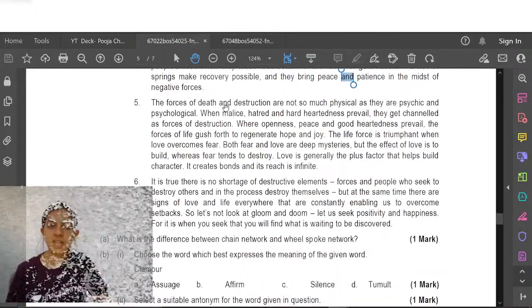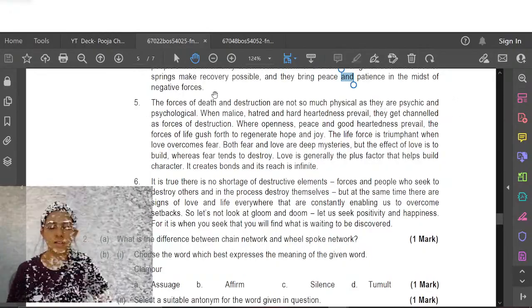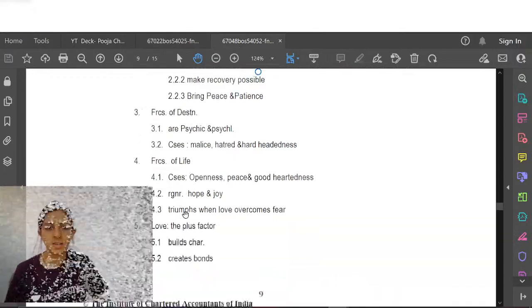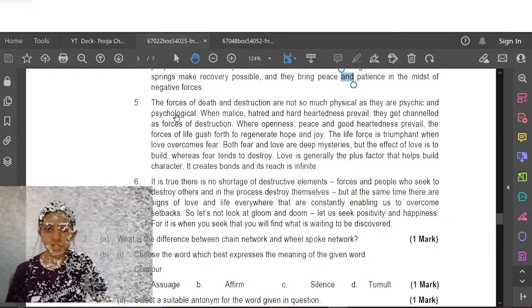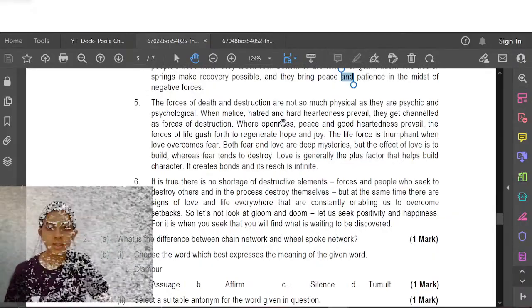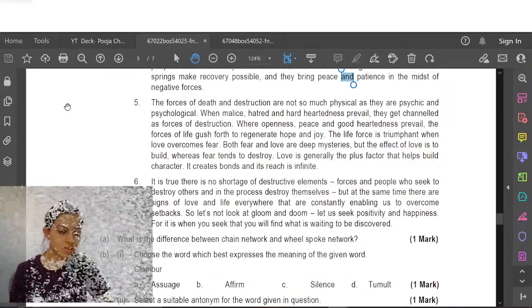The forces of death and destruction are not so much physical as they are psychic and psychological. The next point should be forces of death and destruction. Look at this. Now, how are the forces of death and destruction? First, they are psychic and psychological.